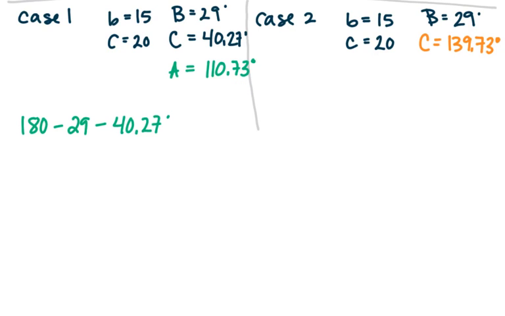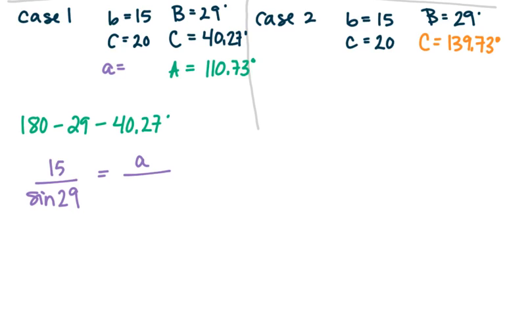All right, so our last step here is we'll find side a. And the way we'll do that is we'll use the law of sines. I'm going to say b over the sine of B, 15 over the sine of 29, equals little a over the sine of this approximate value we just found, 110.73.